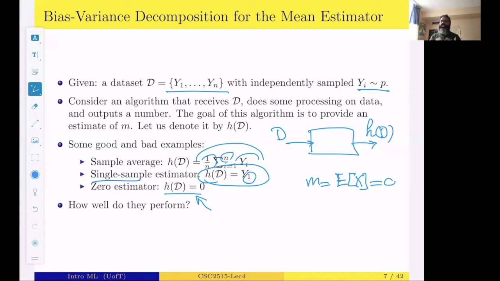Let's try to make it a bit more formal. And as you can guess, we are going to talk about the bias and variance of this estimate. Yes, you have a question. Yeah, it wasn't a question. I was thinking that maybe you could make it a little more formal.